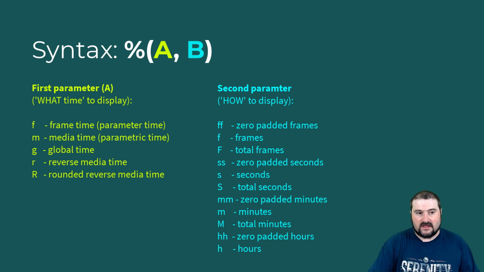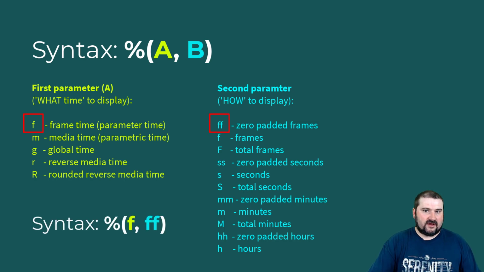But for example, if you want to display the frame times, then you put an FF, which means it's going to display the frame using padding. So if it's the first frame, it's not going to just show 1, it's going to show 01. Okay, so let's play with that, F and FF, right? Frame time, parameter time, and then FF for padded frames.